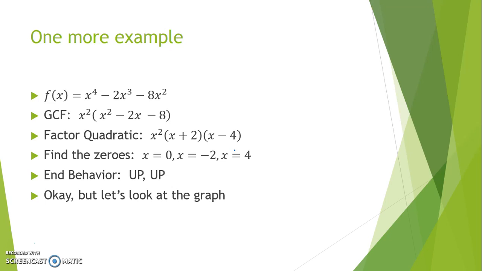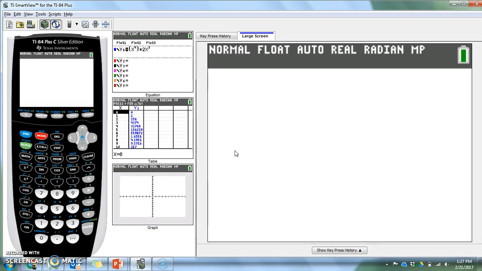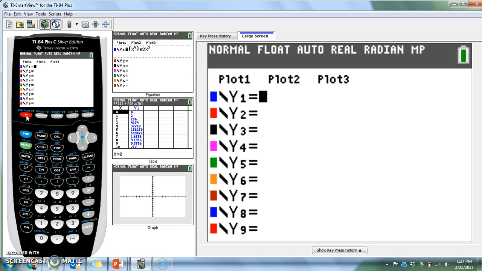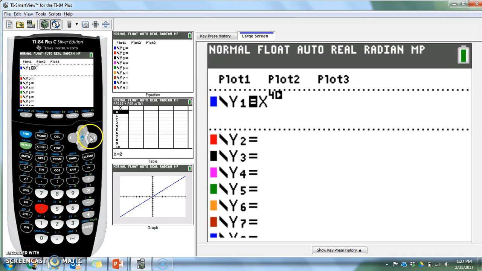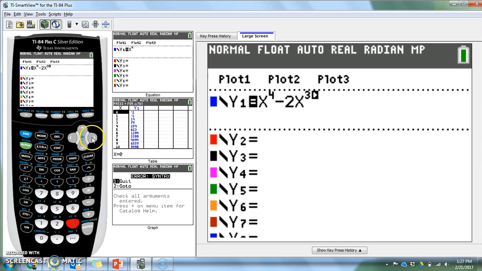And I'm going to pull up my calculator to show you what this looks like. Now, remember to graph anything, I go over to y equals. Okay, and I'm going to plug it in exactly how it was written on the PowerPoint. So we get x to the fourth minus 2x to the third minus 8x squared. Then we hit graph.